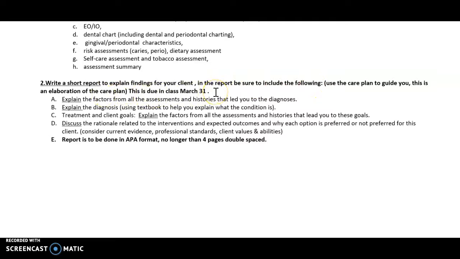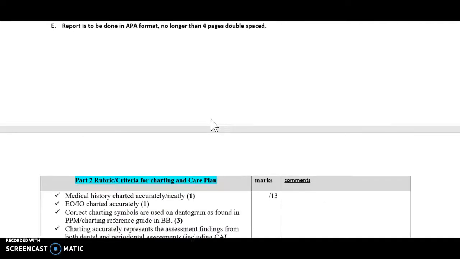And this is going to be due on March 31st. And it's going to be APA format, no more than 4 pages double spaced. So essentially you will have all of class to do this, and then you'll have a week to write the report, and then you'll hand it in to me the second half of the assignment time, so the second week.